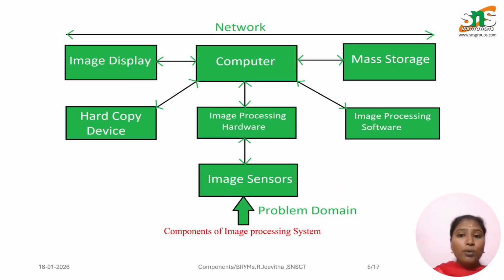These slides give an overview of all the components involved in an image processing system. Each component plays a unique role, starting from image capture and ending with diagnosis and storage. In the next slides, we will study each component one by one to understand its function and importance, especially in biomedical applications.